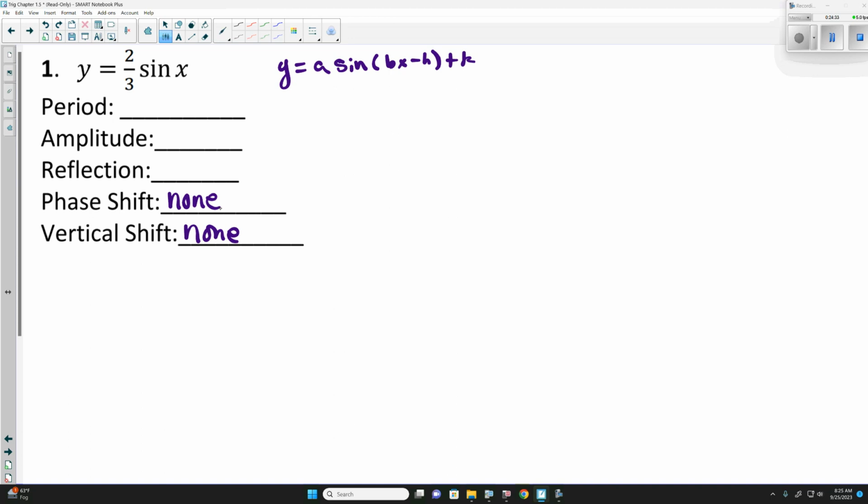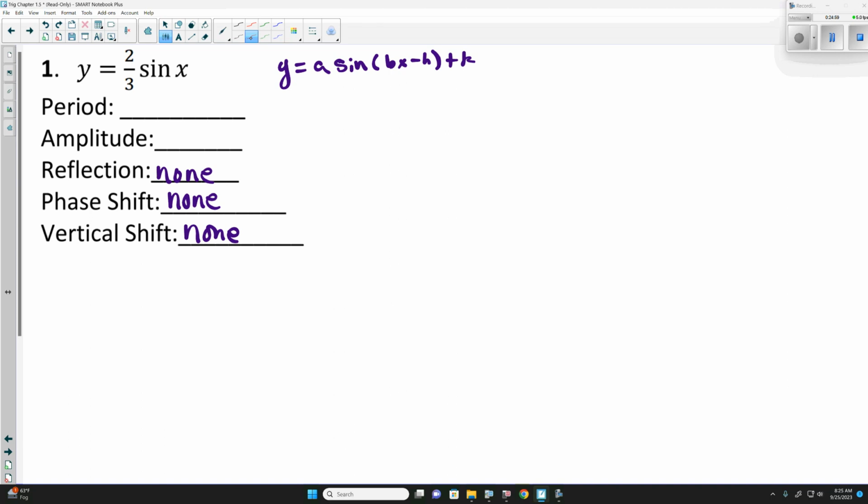How about a reflection? Do we have a negative in front of sine or in front of the x inside of sine? No, so there is none. So that leaves us with amplitude and period. There will always be an amplitude, there will always be a period.